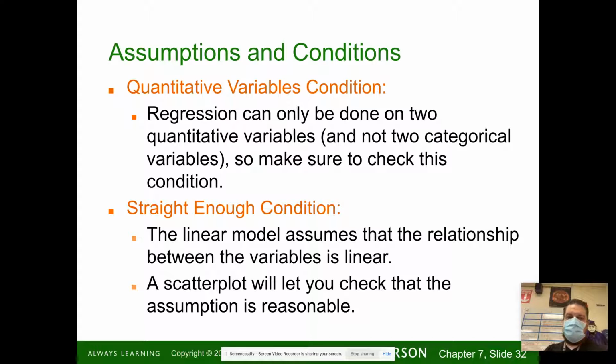Oh man, that's a lot of talking. So quantitative variables: the regression can only be done between two quantitative variables. You can't do this with categorical. You need number values, okay? So make sure that you're always checking this condition. And it's got to be a straight enough condition. The linear model assumes that the relationship between the variables is linear.